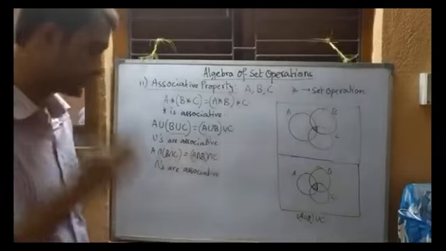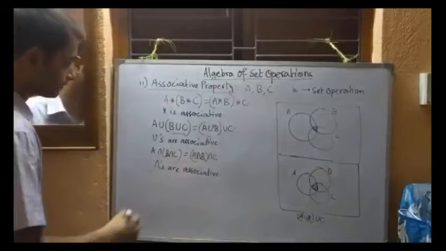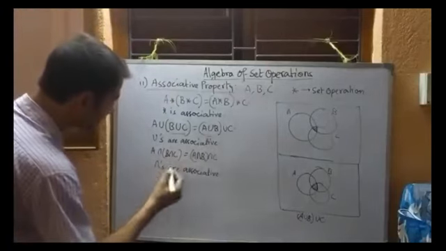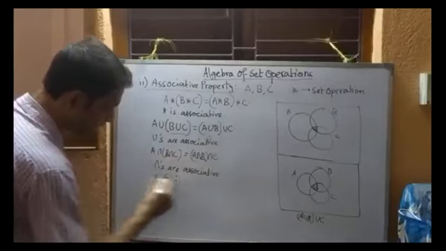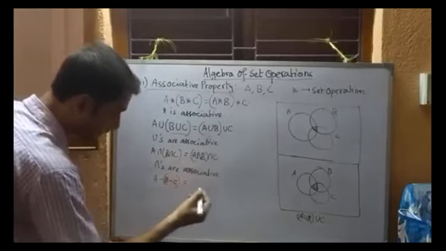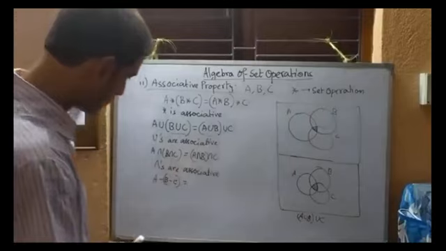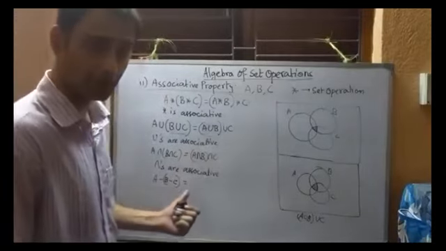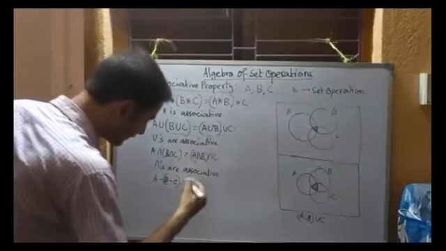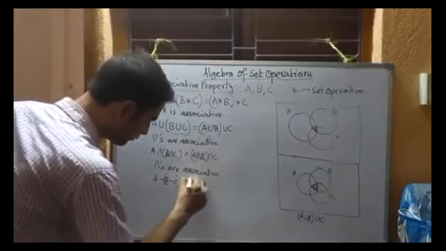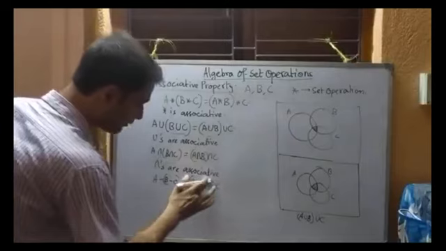Next, what comes? It is the difference of two sets. So let us consider difference. We have to show that A difference (B difference C) equals (A difference B) difference C, or rather we have to check, because most of the time the operation difference will not satisfy most of the properties. So let us see. We have to verify whether these are equal.